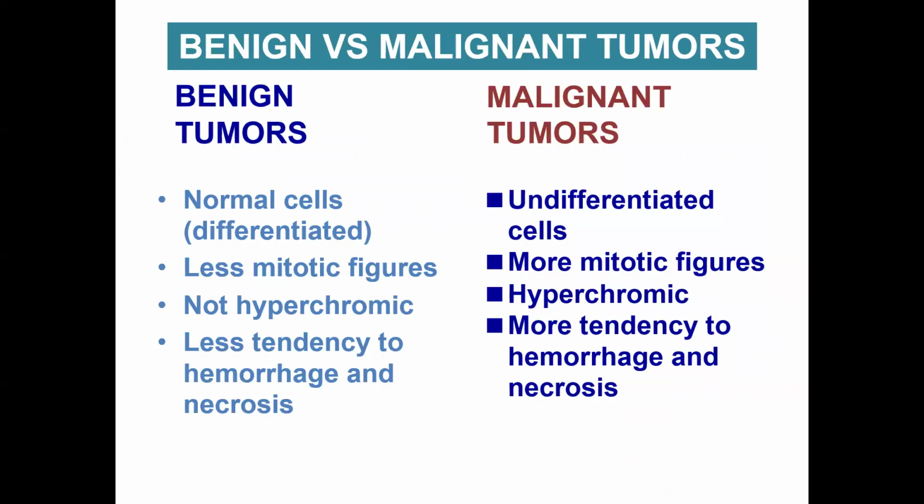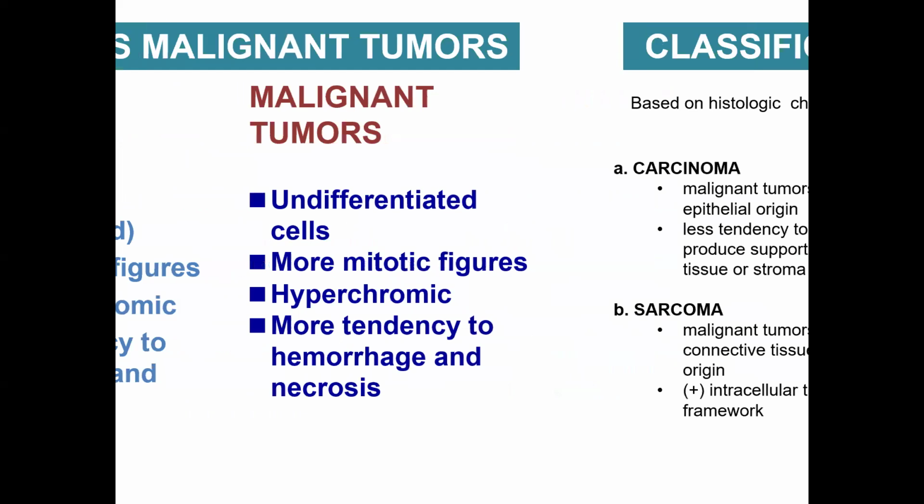So again, benign versus malignant: benign has normal cells, fewer mitotic figures, not hyperchromatic, less tendency to hemorrhage and necrosis. As compared to malignant, they are undifferentiated cells because they have increased mitotic figures, no? Hyperchromatic and more tendency to hemorrhage and necrosis. Remember the four: anisocytosis, poikilocytosis, hyperchromatism, and of course the presence of mitotic figures, which is also present in your malignant tumors.